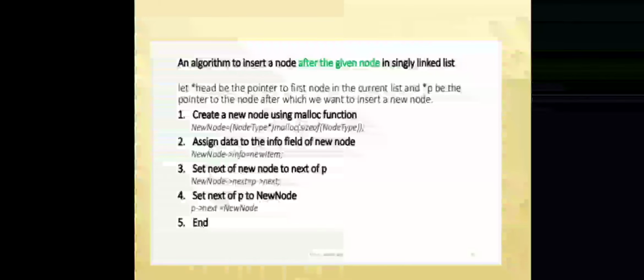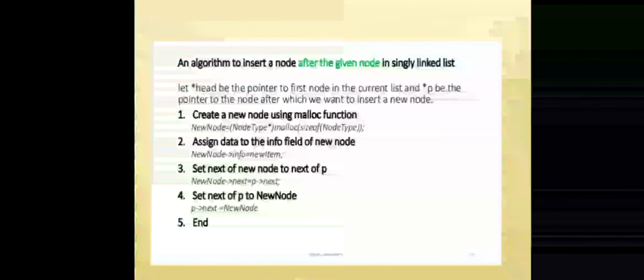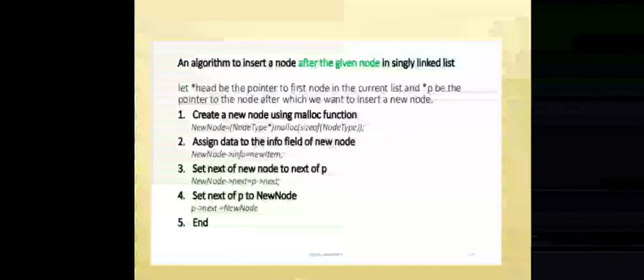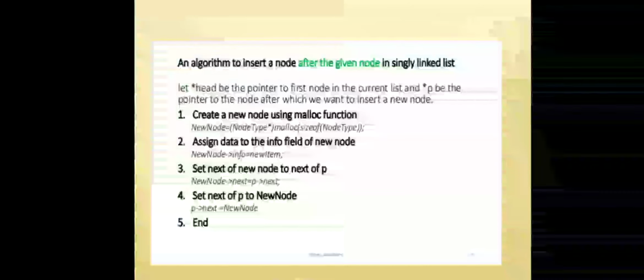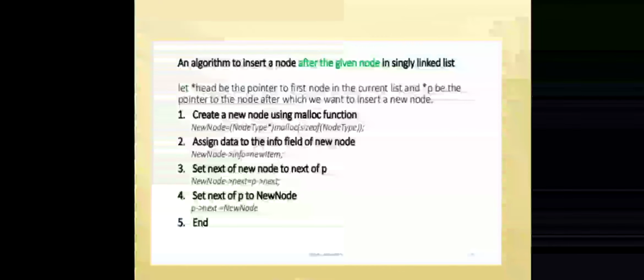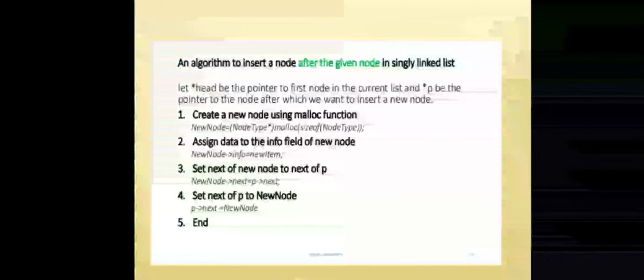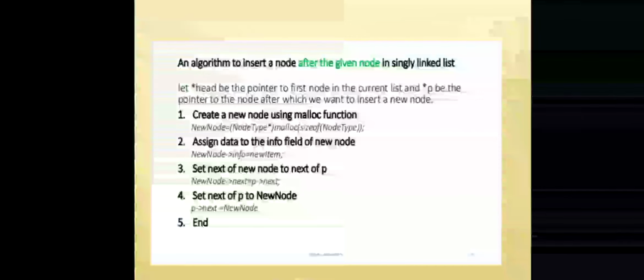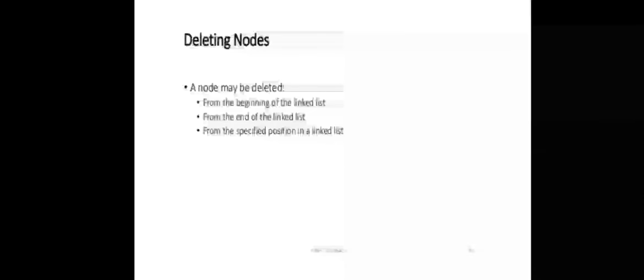First we have to allocate the memory space for the new node by using a malloc function. Then we have to assign the data of the new node with the information part. Then we have to set the new node's next to be the previous node's next, that is, pointer of next. Then the pointer of next is the new node, then end. So this is how you are going to insert a new node at a given position as shown in the figure. So next we'll see how you are going to delete a node in a linked list.